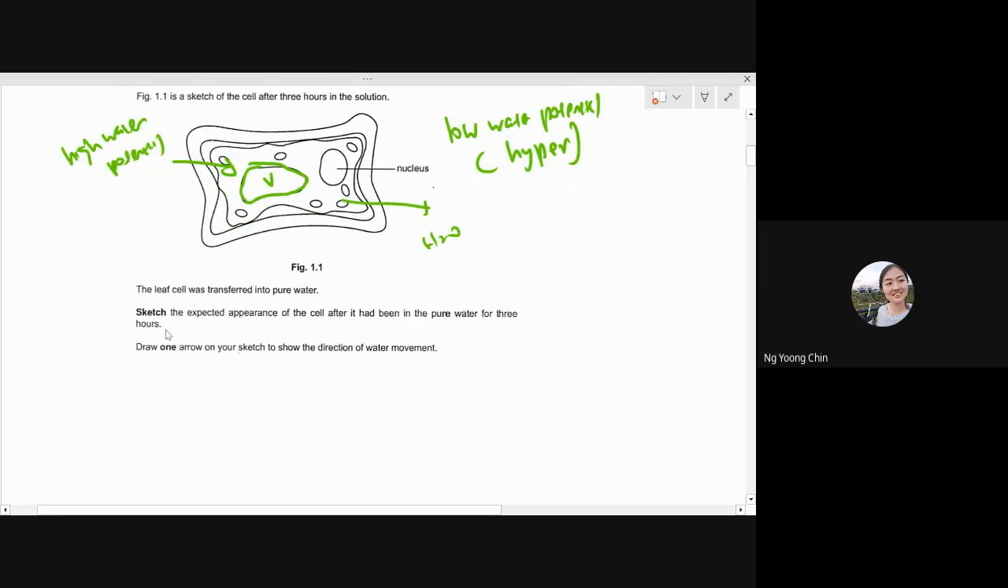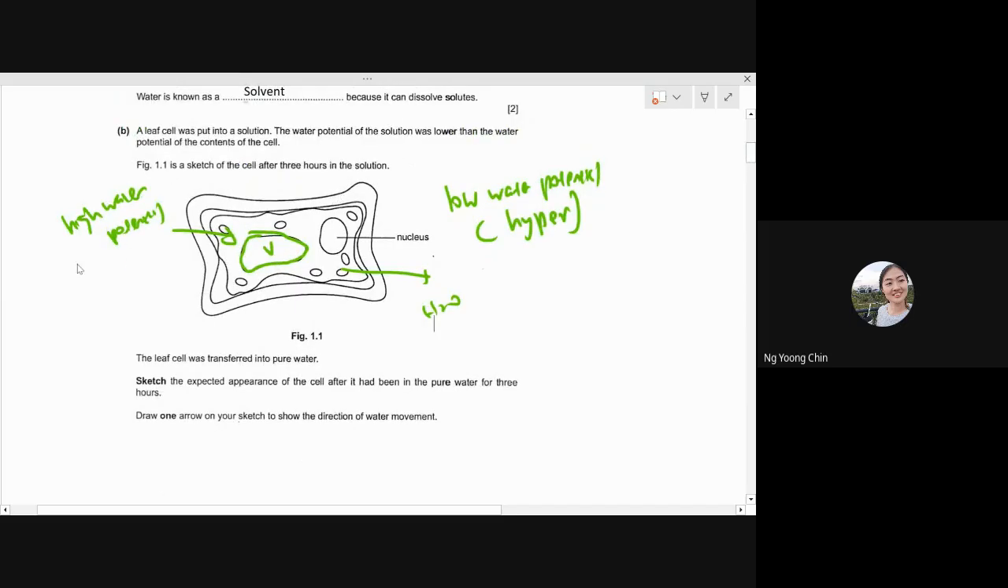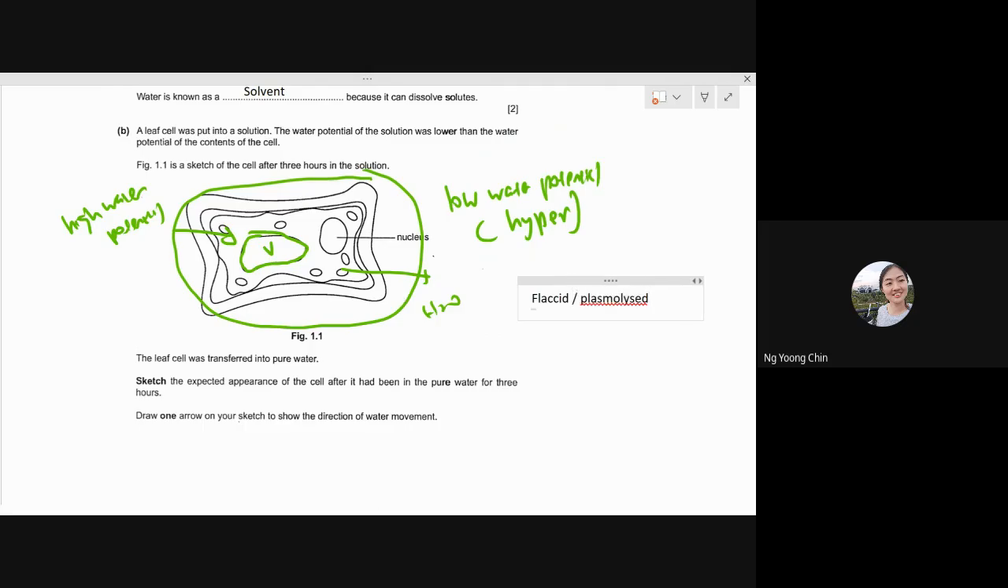So they want you to sketch the expected appearance of the cell after it had been in pure water for 3 hours. Okay. So now you can see your plant cell appears in this way. Before that, Ethan and Suyang, tell me, is this plant cell turgid or flaccid? Flaccid. Yeah, correct. It's flaccid, because you can see the vacuole will be shrunken inside, right? And also, your cell membrane pulls away from the cell wall. Yes, it's flaccid. Or you can say plasmolysed plant cell.